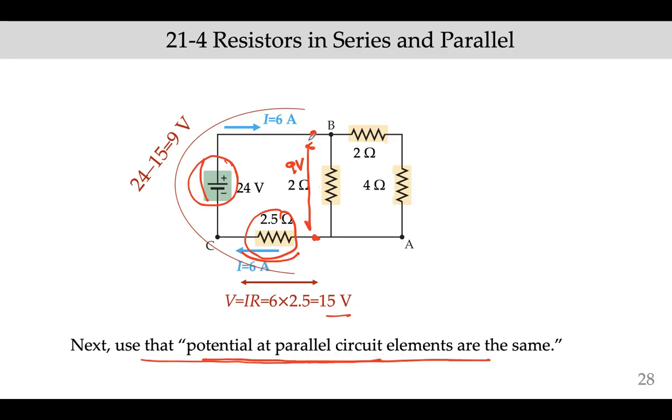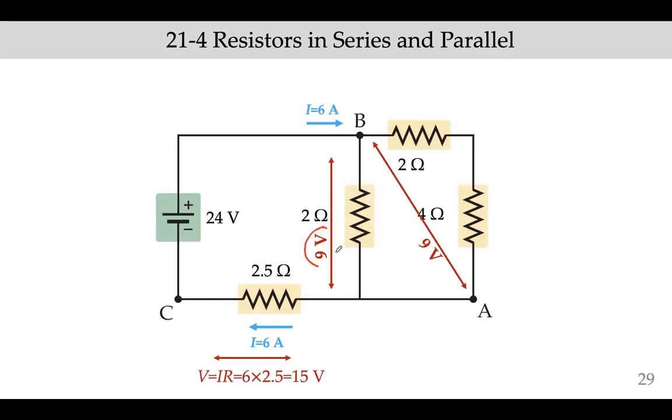Now, if here we have 9 volts, which is these points, then this 9 volts is parallel to this resistor. So then there's going to be 9 volts on this resistor, and also 9 volts here together. So if there's 9 volts here, and if the resistance is 2, so 9 divided by 2, it will give you the current here as 4.5.